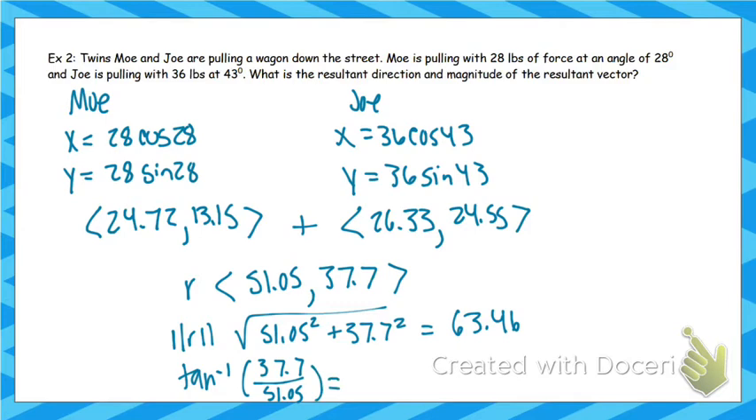So that is going to give you 36.45 degrees. So your resultant here of these two boys pulling that wagon, they would be pulling with 63.46 pounds of force at an angle of 36.45 degrees.